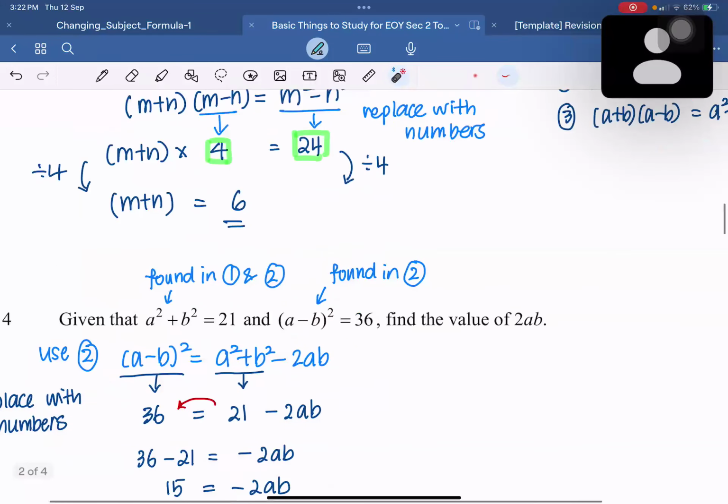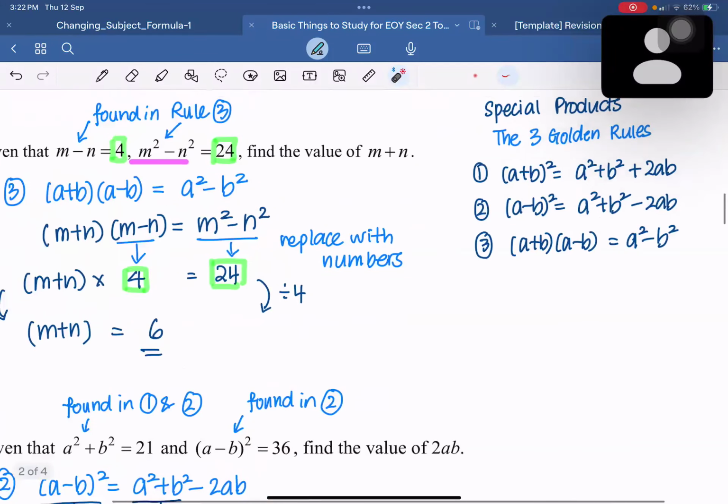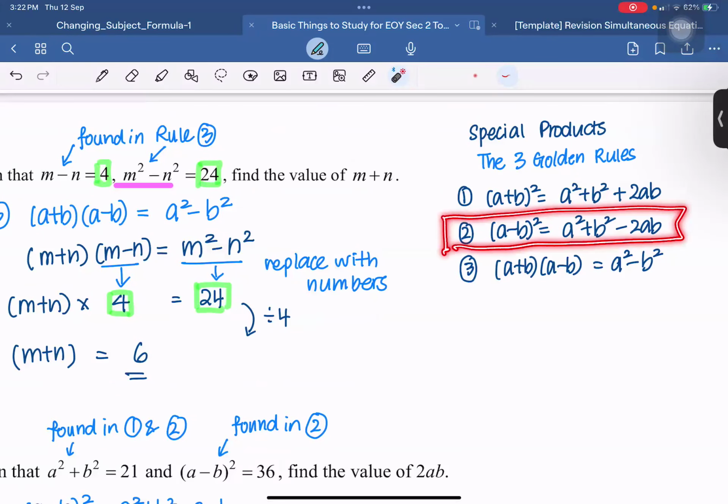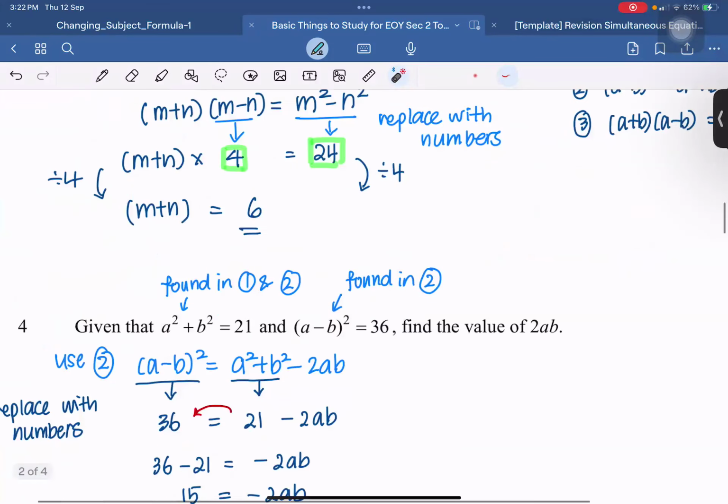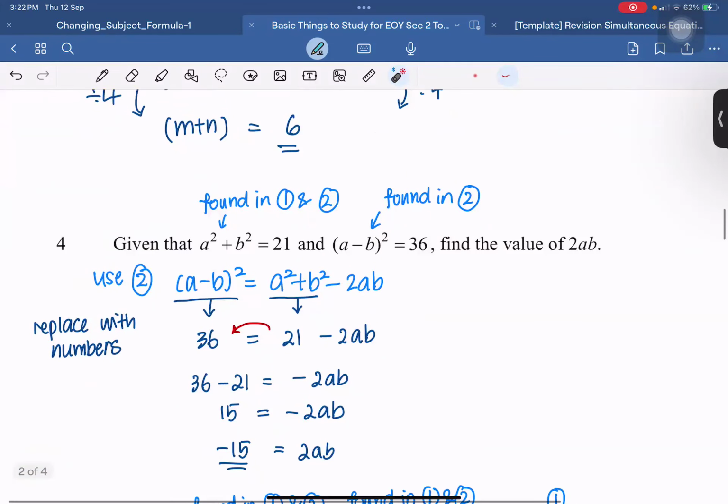Okay, then the next one, a minus b whole thing square. This one gives it away already. A minus b whole thing square must definitely be rule number 2. Only this one has a minus b whole thing square. So we write down the rule first. Then the next step, replace whatever we have, the numbers, plug it in. My number over here, a minus b square, is 36. Replace this one by the number 36.